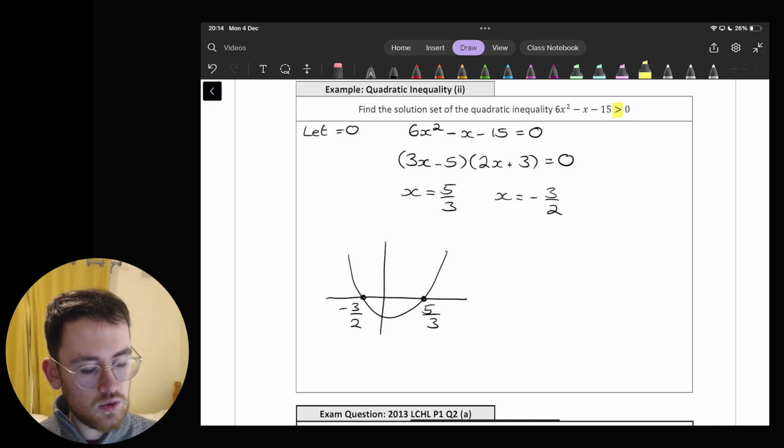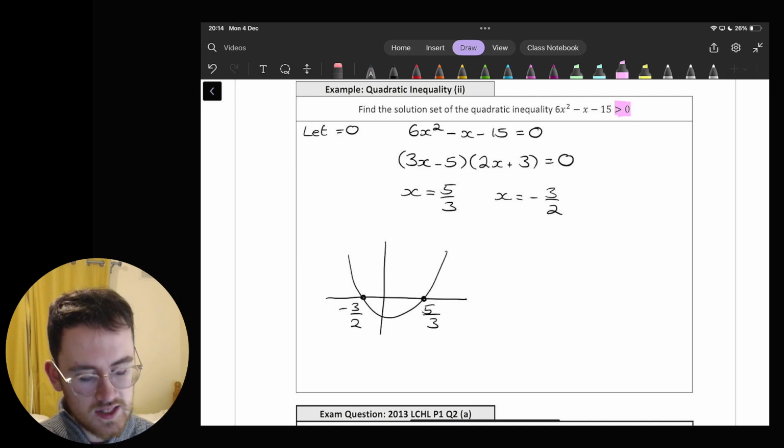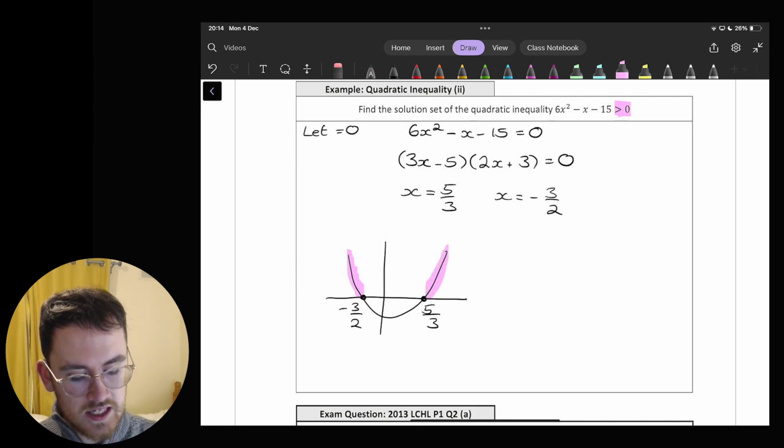And this time we need to know which part of my graph I'm going to be looking at. So let me keep it consistent with the highlighting here. I'm looking at greater than 0. So greater than 0, greater than, above. I'm looking above the x-axis. So that's going to be these two endpoints here.